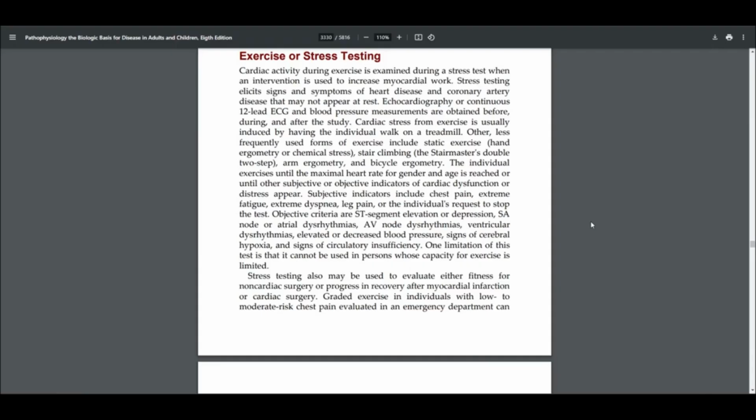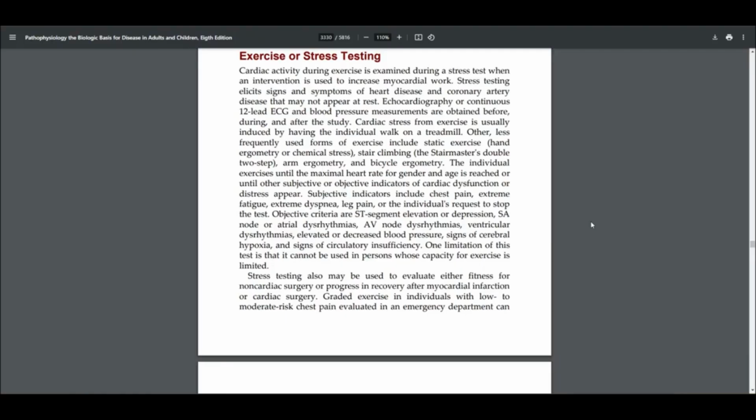Other, less frequently used forms of exercise include static exercise, hand ergometry, and chemical stress. Stair climbing, the Stairmaster double two-step, arm ergometry, and bicycle ergometry. The individual exercises until the maximal heart rate for gender and age is reached, or until other subjective or objective indicators of cardiac dysfunction or distress appear.